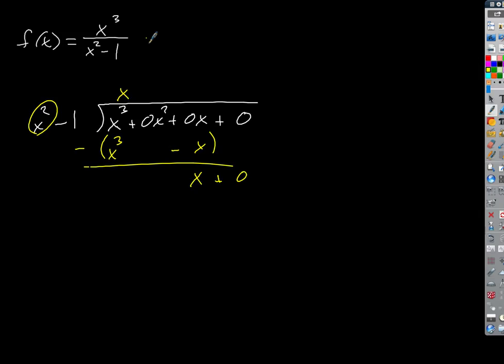So this is equal to? x plus x. Okay, good. So this is part of the polynomial part of our answer on top, right? So we're going to get an x plus, and then this is the remainder, right? So we're going to get plus x divided by my denominator. That's what remains over the denominator, right?